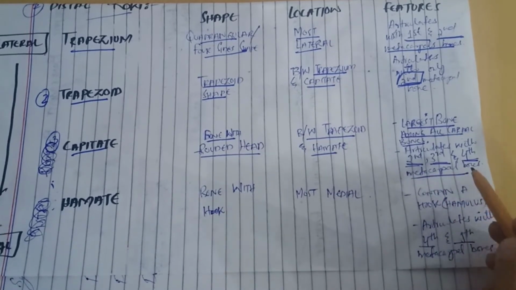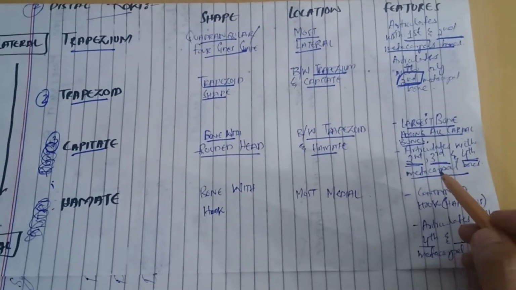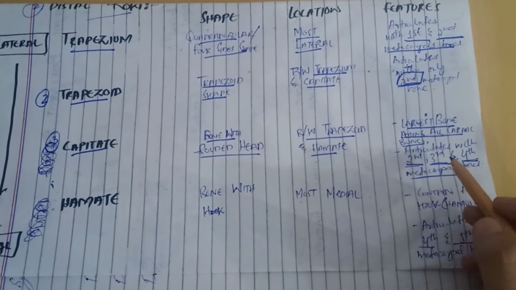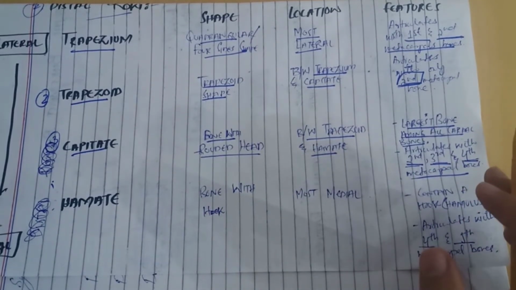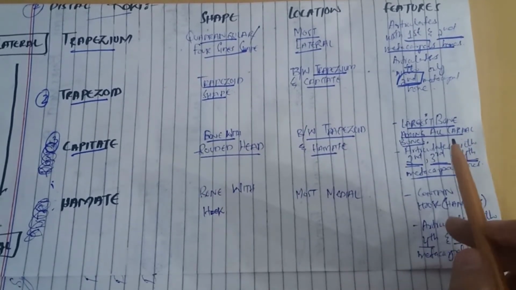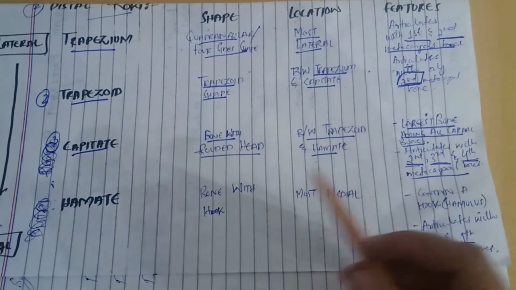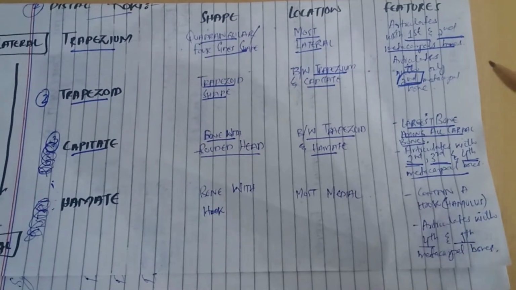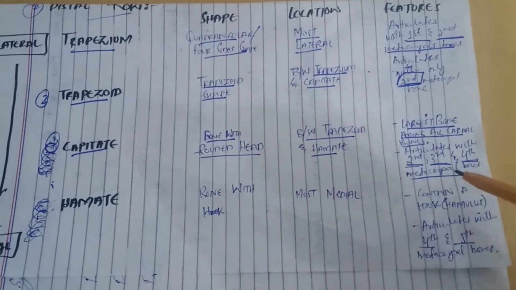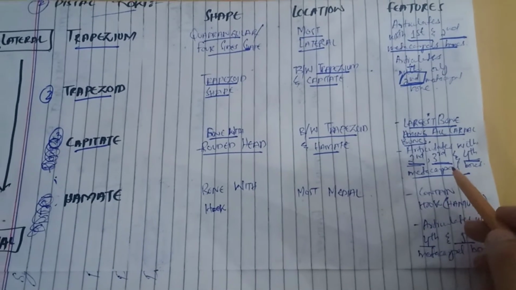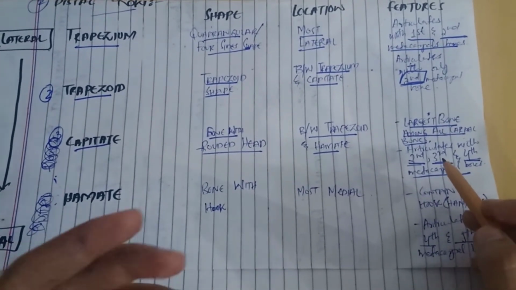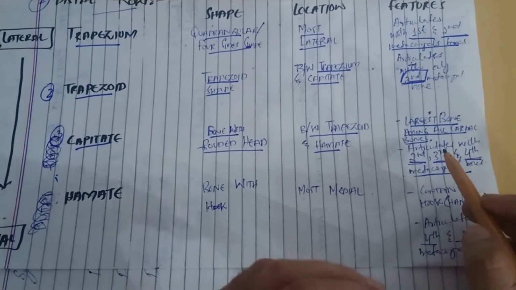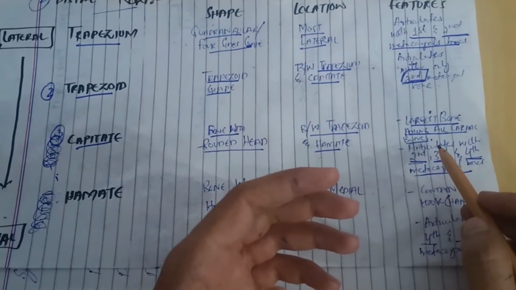fourth metacarpal bones. Here is the important point. As we said earlier, the scaphoid bone is the largest bone. The scaphoid bone is the largest bone only among the proximal row of the carpal bones, and the capitate bone is the largest bone among all the carpal bones, both the proximal row and the distal row. So this important point should be remembered. So we can say that the largest bone of the carpal bones is the capitate, which is present in the distal row.